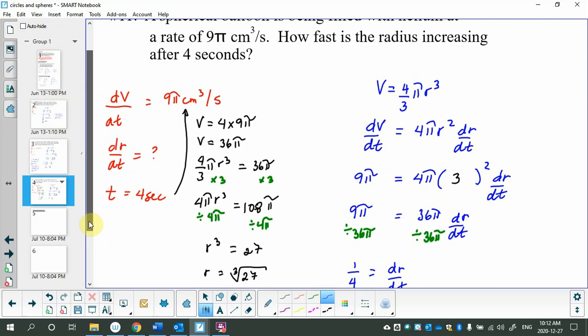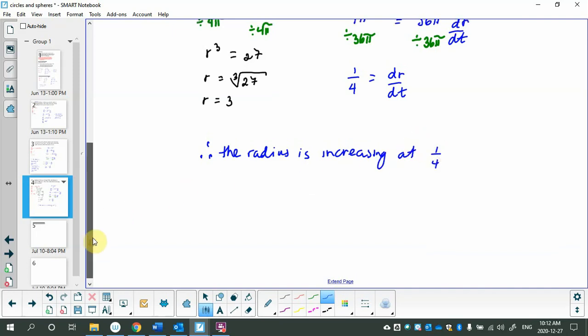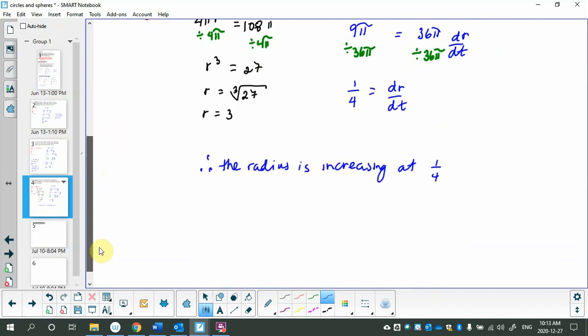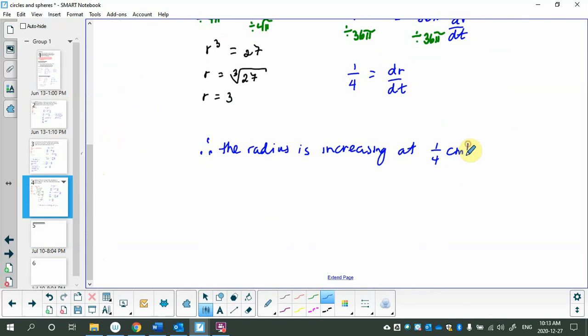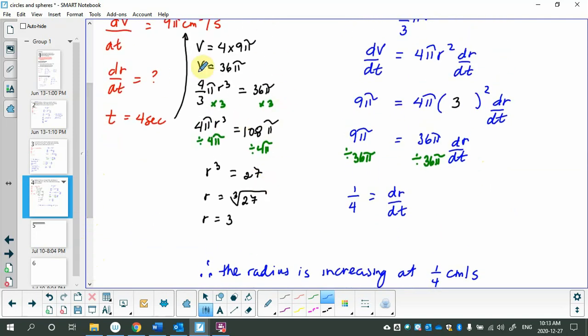Question was, how fast is the radius increasing? Therefore, the radius is increasing at 1 over 4 centimeters per second as opposed to centimeters cubed per second. And there we go. So part of the problem with this unit is missing information that you have to think outside the box to try to find so that you can actually solve the problem.